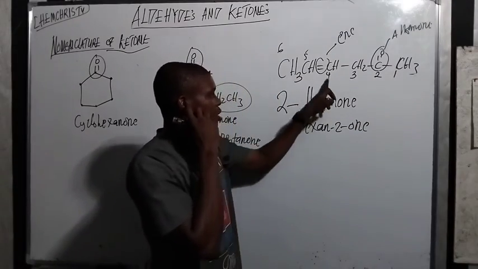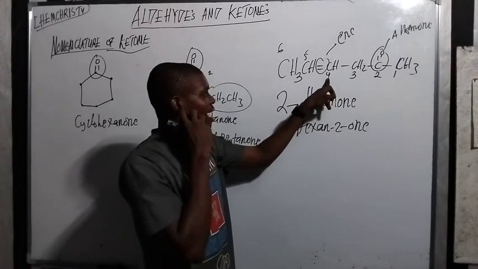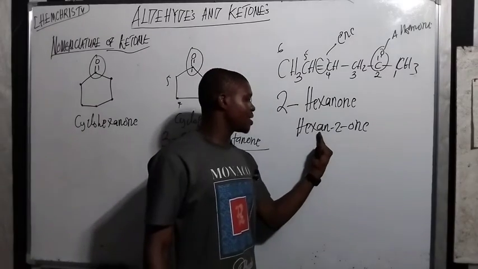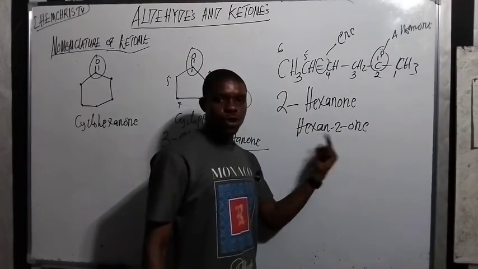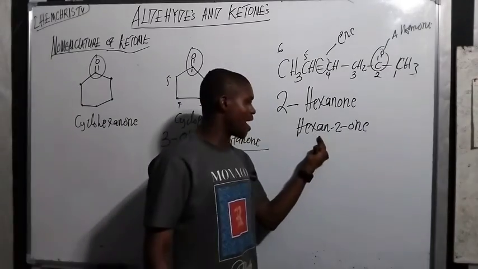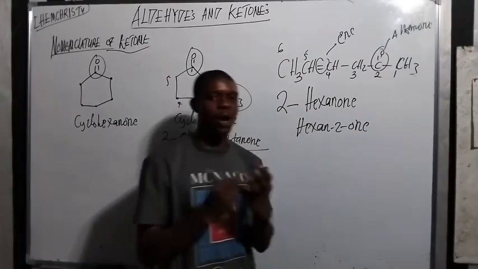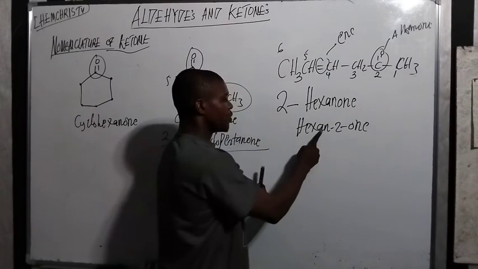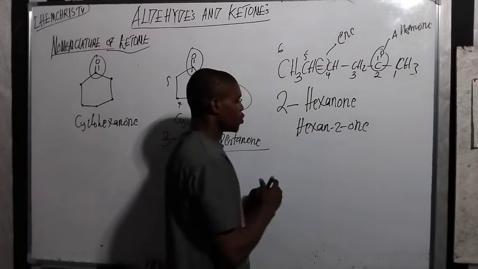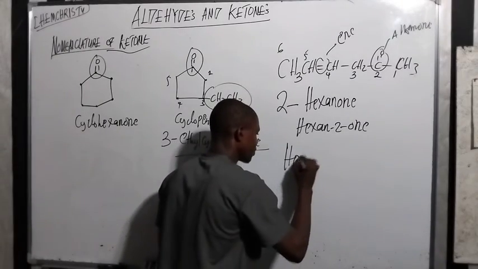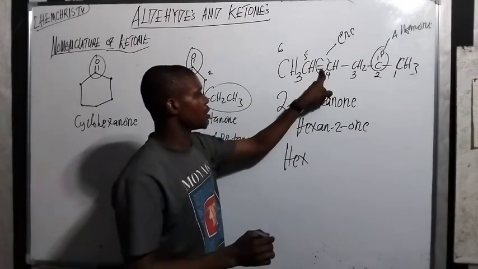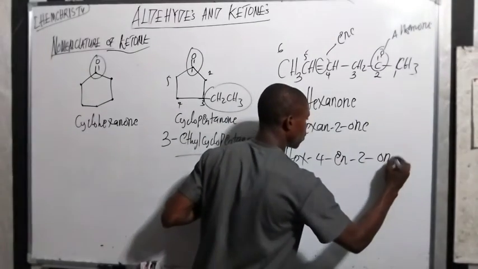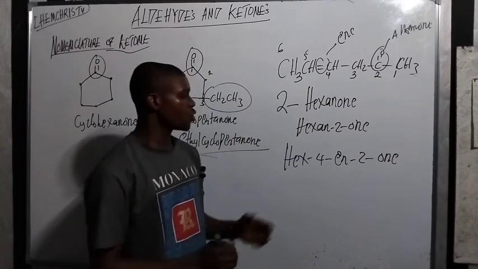Now, here we have a double bond. The double bond is at carbon number 4. Now, this AN will change to what? EN. Because AN means a single bond, and now we have a double bond, right? A double bond means EN. So what we change here is this AN to EN. Now what is the position of this double bond? It's at carbon number 4. So it's hex-4-en-2-one. That is the name.